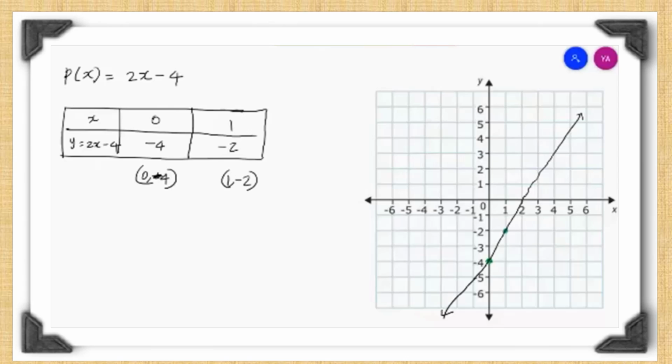Now look at this graph. Where does this graph intersect the x-axis? It intersects the x-axis here. What's the coordinate of this point? (2, 0). The x coordinate we want to tell first. So (2, 0) is the coordinates of this intersecting point, and the x coordinate is 2. That's the 0 of this given polynomial. So that's the geometric meaning of the 0 of a linear polynomial.